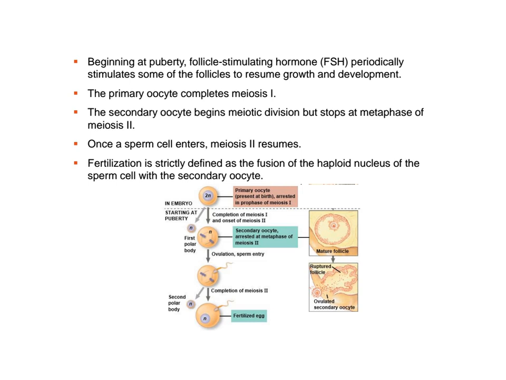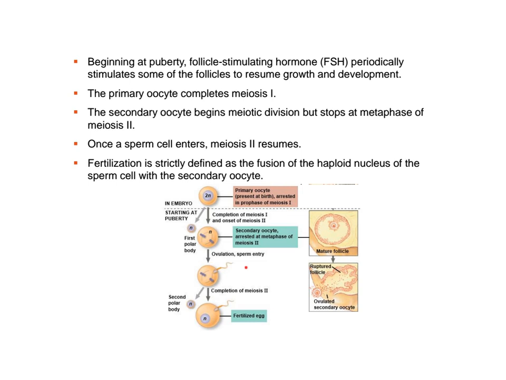So the next step is the secondary oocytes begin meiotic division, but stop at metaphase of meiosis 2. And that's shown here. So now it started meiosis 2, but it stopped at metaphase. At this point, the oocyte is mature, and you have ovulation, you have rupture of the follicle, and the ovulated secondary oocyte.